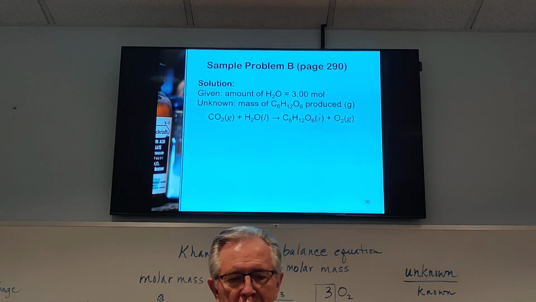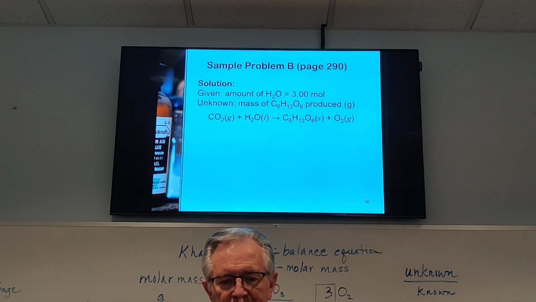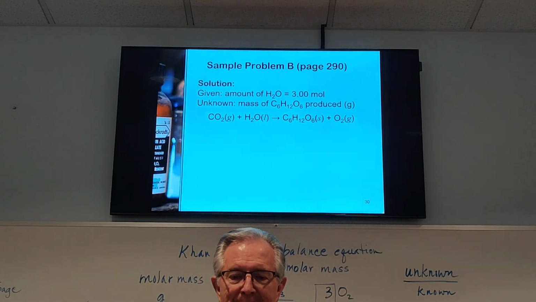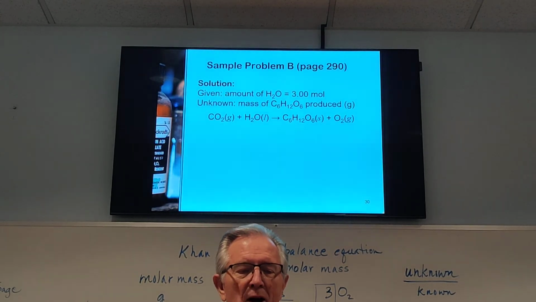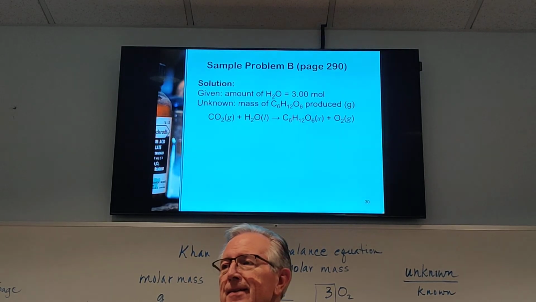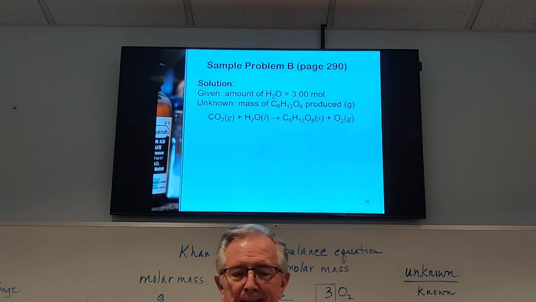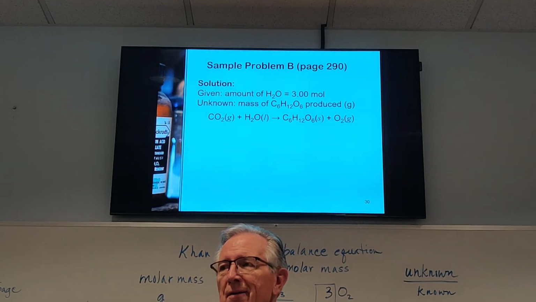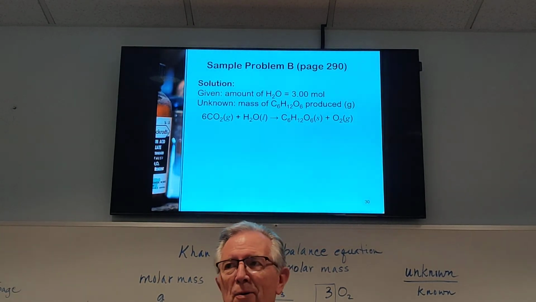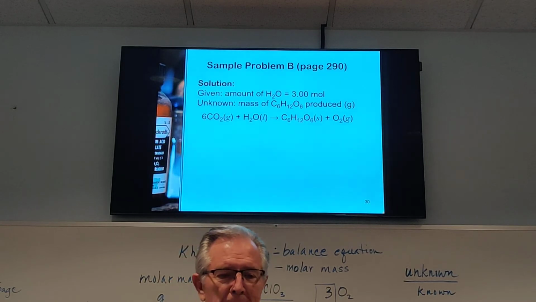Okay, so we need to balance this. What do we need to do to get this thing balanced? How many carbons do I have on the left side? One. How many carbons on the right side? 6. So what am I going to have to do with the left side? I'm going to have to put a 6 in front of the CO2. Okay, so I put a 6 in front of the CO2.